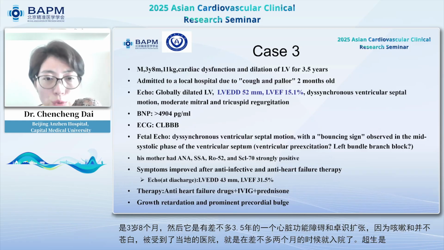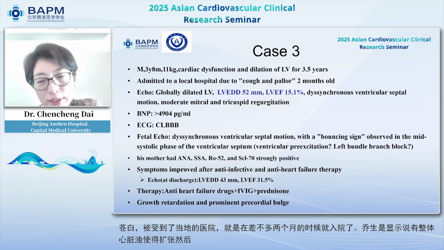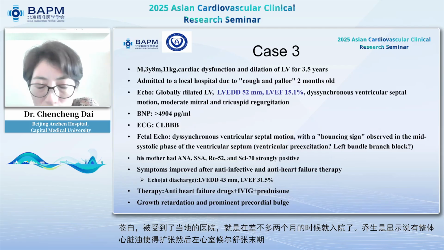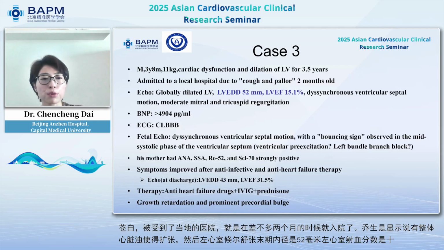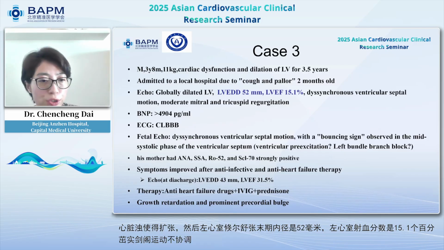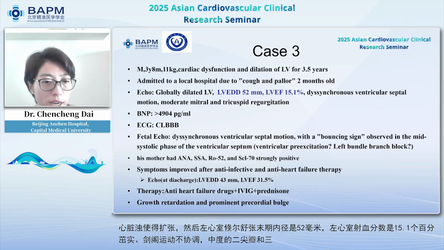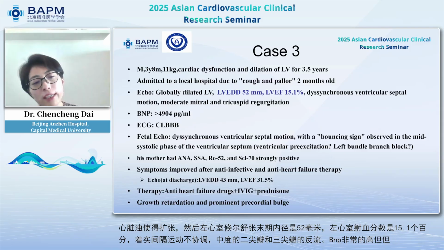LVEDD is 52 millimeters, and LVEF is just 30%. Dyssynchronous ventricular septal motion and moderate mitral and tricuspid regurgitation. BNP is very high, and the ECG shows left bundle branch block.